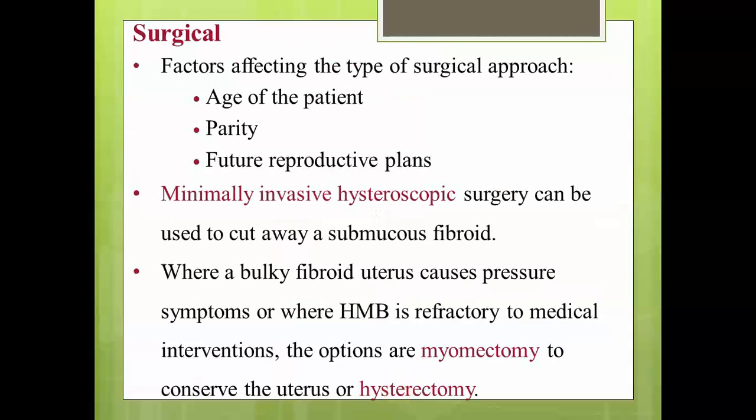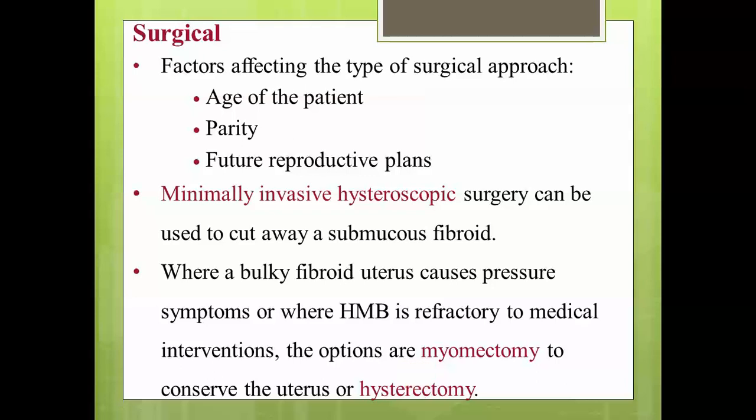The other line of treatment is the surgical treatment. The factors affecting the type of surgical approach depend on the age of the patient, the parity, and her future reproductive plans. We have minimally invasive hysteroscopic surgery, which can be used to cut away a submucous fibroid. Where a bulky fibroid uterus causes pressure symptoms or where heavy menstrual bleeding is refractory to medical interventions, the option will be myomectomy.